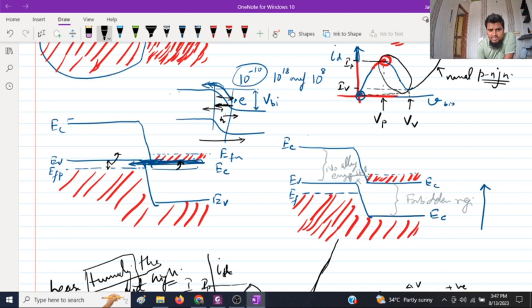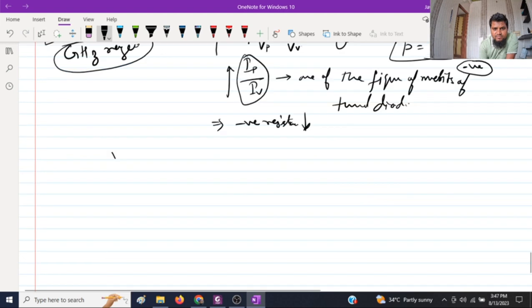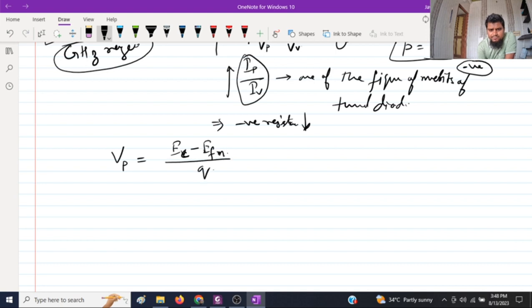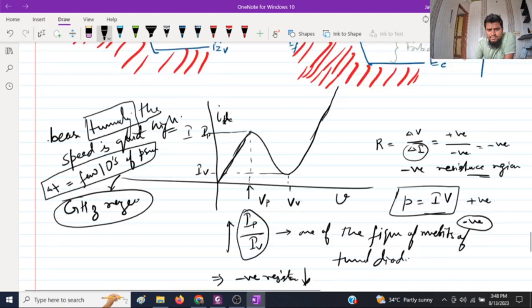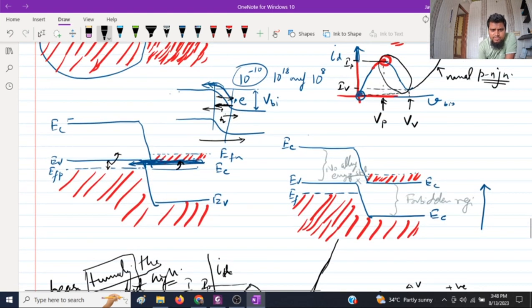So in terms of peak voltage, you can say that it is equal to (EC minus EFN) upon q, because this is the amount by which we are increasing it.